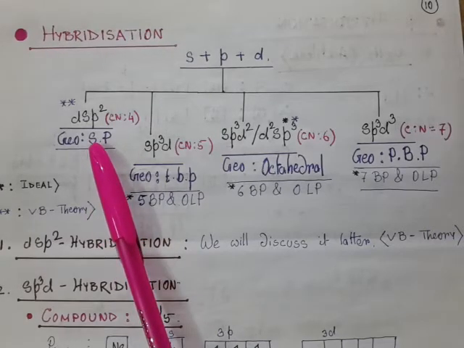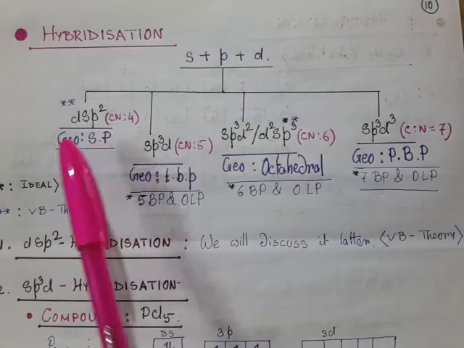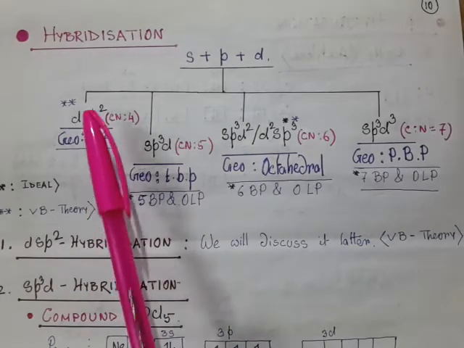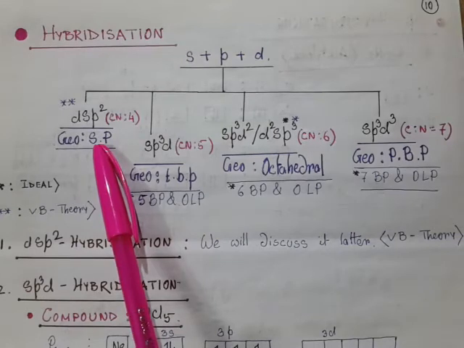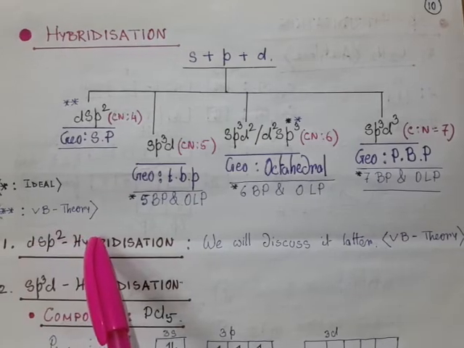dsp2 hybridization, where coordination number is 4, the geometry is square planar. There is a double star, which means we will discuss this hybridization in the latter part of the chemical bonding lecture, in the field of valence bond theory.